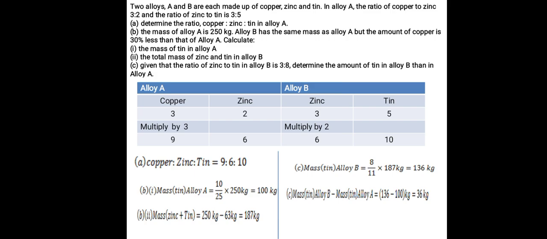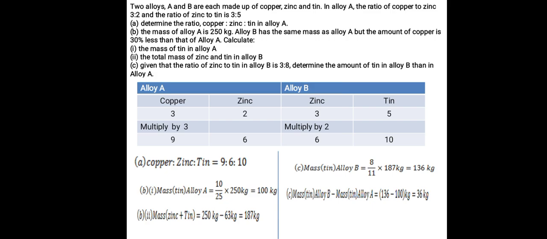So to make zinc in B and A equal, we shall have to multiply the side of alloy A by 3. If you multiply the ratio of copper 3 by 3, it becomes 9. The ratio of zinc, if you multiply by 3, it becomes 6. Now the part of alloy B we multiply by 2. So 2 multiplied by the ratio of zinc becomes 6, and 2 multiplied by the ratio of tin becomes 10. So our new ratio is copper to zinc for alloy A is 9:6, and zinc to tin in alloy B is 6:10.